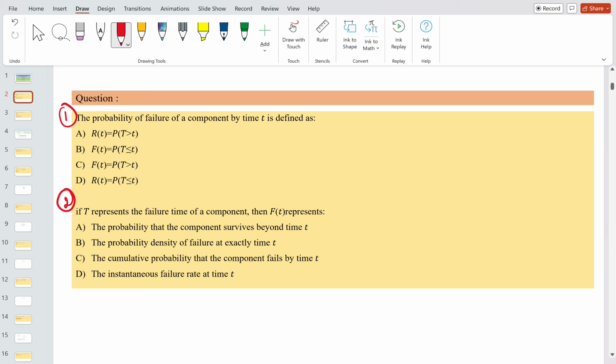If you know the answer, just write in the chat box. Try to solve the first problem. This is just a straightforward equation given in the reliability and failure rate.